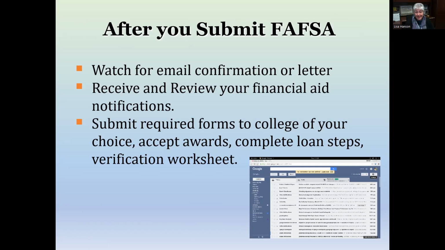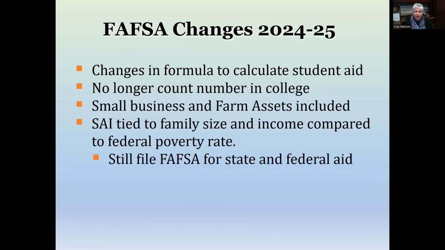So start watching your email, and that will get you through the process, but the hard part at this point is done. I mentioned along the way, but let me just clarify. We do have some expected changes on the FAFSA starting with 24-25. There will be a change to the actual formula used to calculate student aid. So if you didn't qualify in 23-24, I highly recommend that you apply again for 24-25. The overall expectation is that more students will qualify in 24-25 based on these changes in the formula.